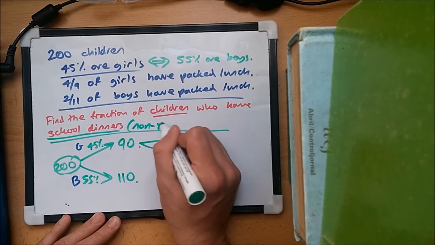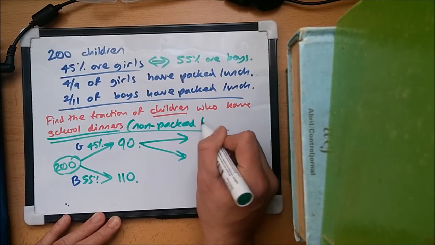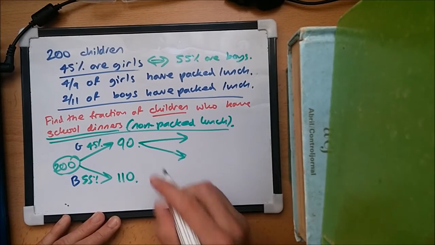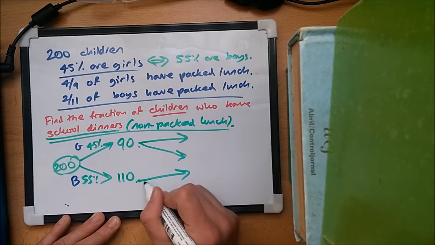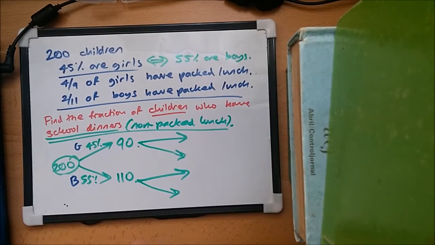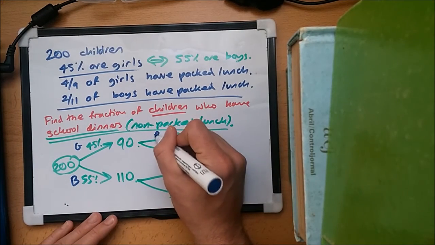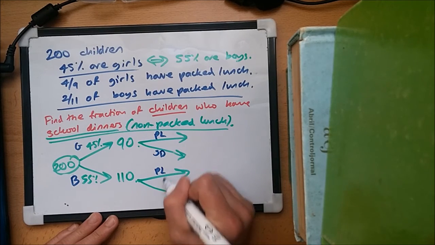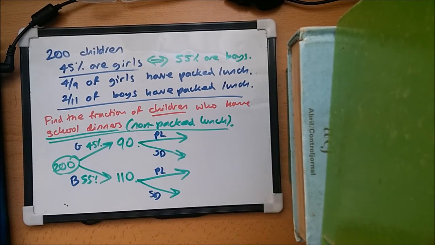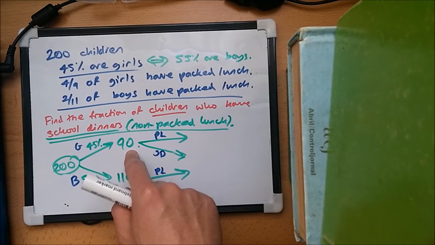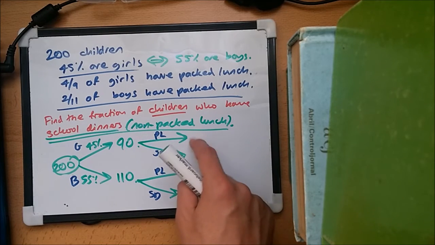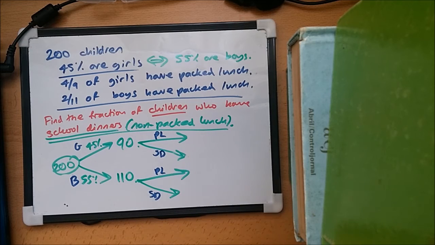So these are non-packed lunch. Okay, sorry about my handwriting. Same for these guys: I'm going to split into dinners and packed lunch. I'm going to name this one PL, packed lunch, and SD, school dinners. Don't forget that these two amounts always total up to 90. And as you notice, 90 plus 110 equals 200. So whatever we get for that value, we can subtract it to obtain the second.